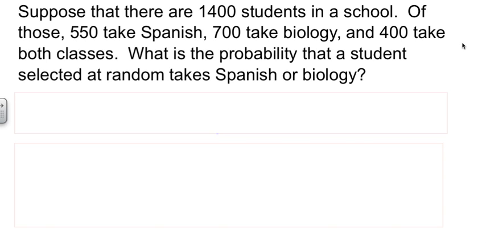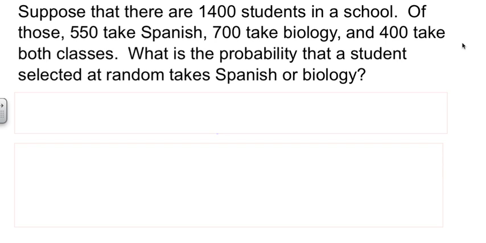Now consider this situation. Suppose you're looking at a big school with 1,400 students. Now, of those students, 550 of them take Spanish, 700 take biology, and 400 take both classes. Okay, we want the probability that a student that we just picked the name out of a hat takes Spanish or biology. If they take either class, then we count that person. So we need to find this probability.